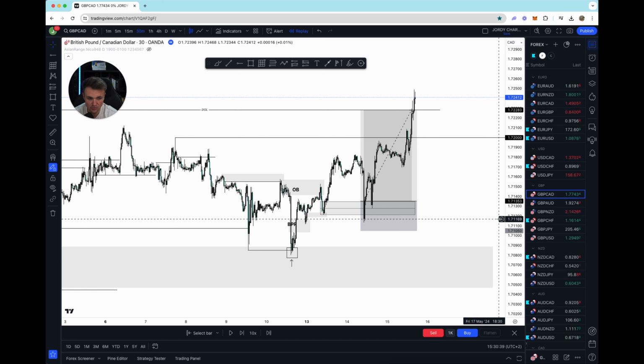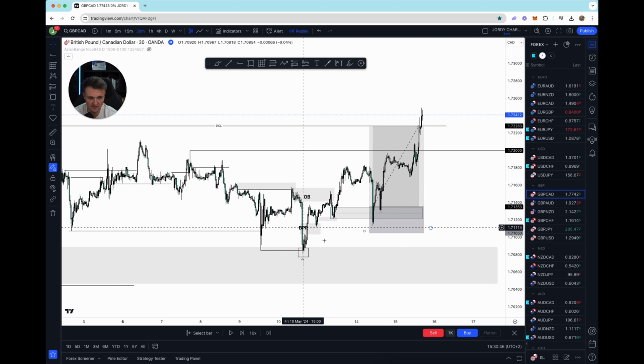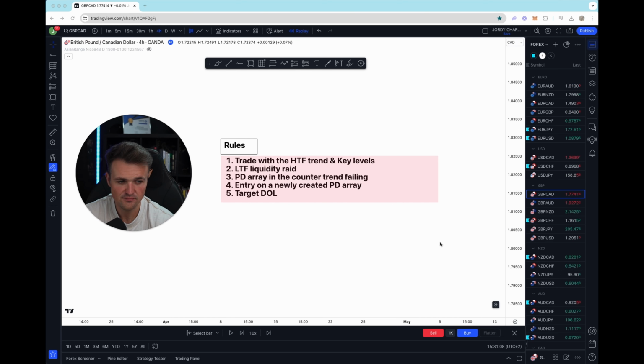So let me explain to you how you can actually make a guide in taking these positions. There's a couple of rules. First, as I explained, it's not that hard. You trade with the higher time frame trend and key levels. So you want the higher time frame to be bullish. You look for key levels, order blocks, fair value gaps, where you want to execute. Very simple stuff. Look at market structure. Are we creating higher highs, higher lows?